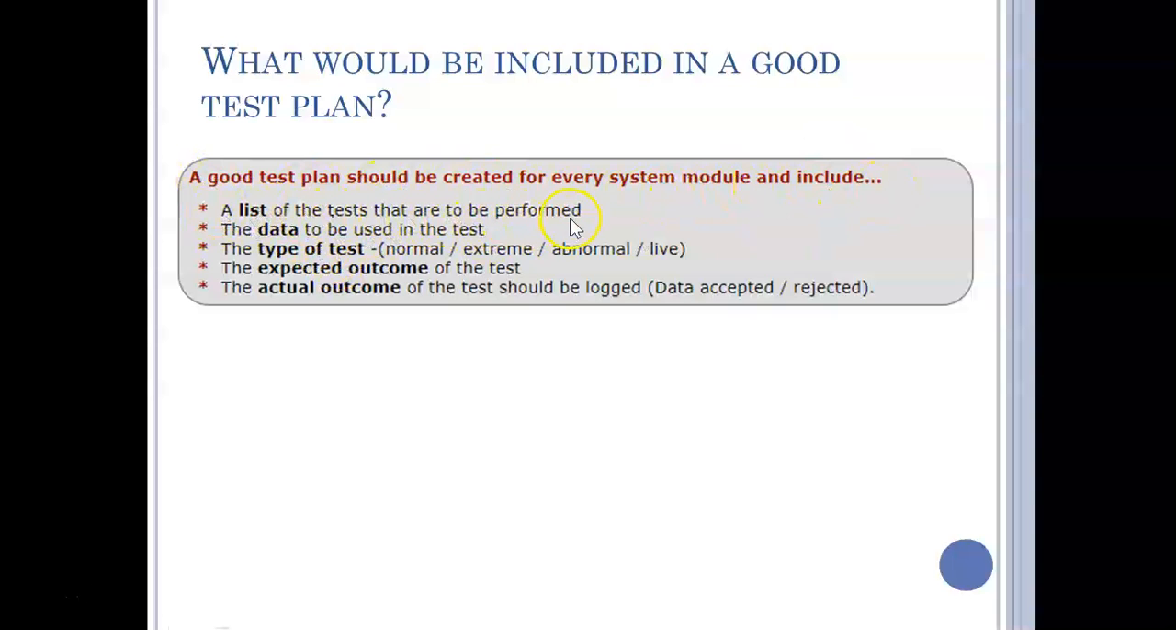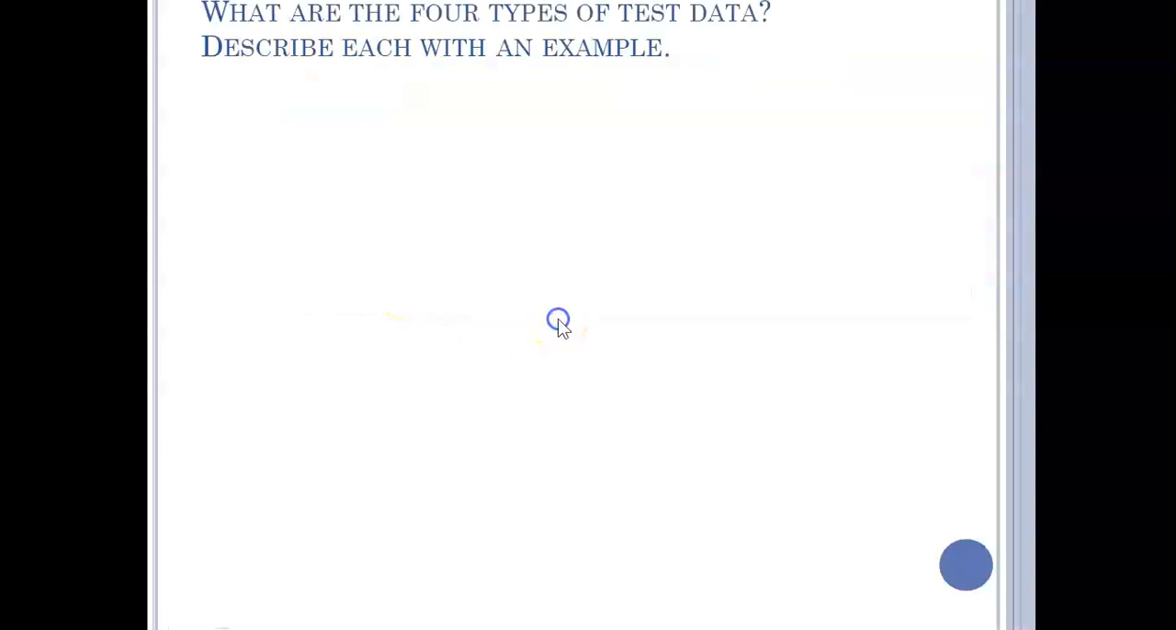to be performed, the data to be used in the test, the type of test, so normal, extreme, abnormal, live, so we'll discuss this in the next slide, the expected outcome of the test, what do you think is going to happen when you type in this type of information, and the actual outcome of the test, so what you think will happen as opposed to what actually happens when you test this type of data. That all has to be recorded. So we're going to see an example of this in the next slide.